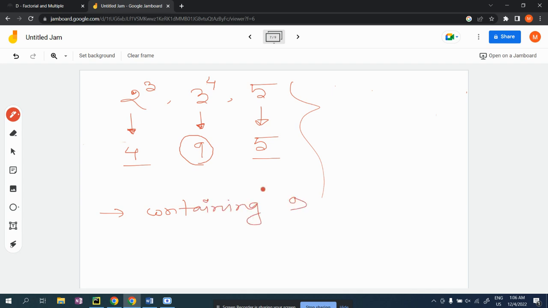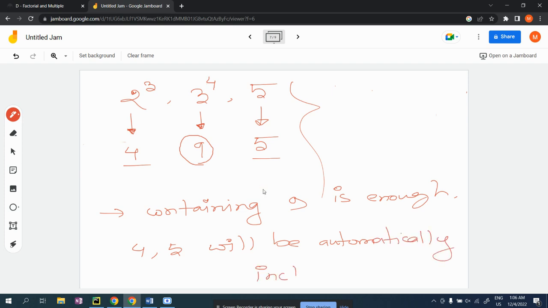So we can write that containing 9 is enough, because 4 and 5 will be automatically included. Because containing 9 in n factorial means all the numbers from 1 to 9 are already present in the n factorial, right? So 4 and 5 will be automatically included. So the answer here is 9.